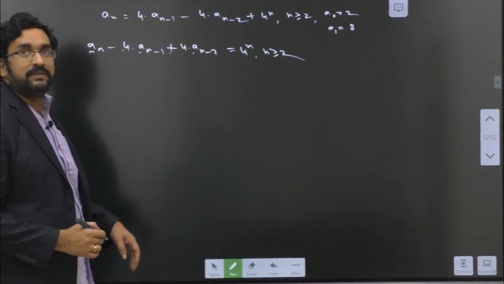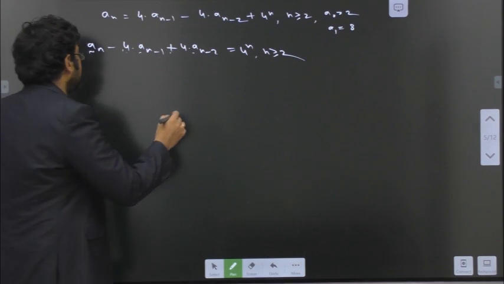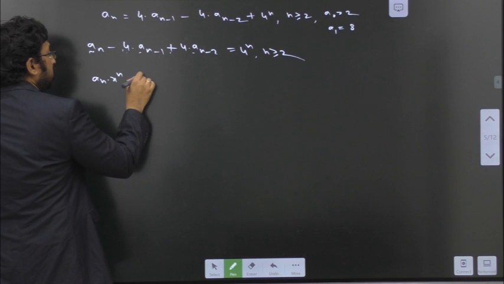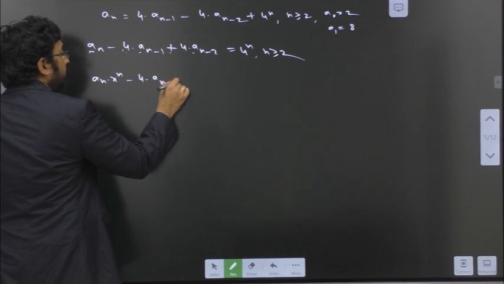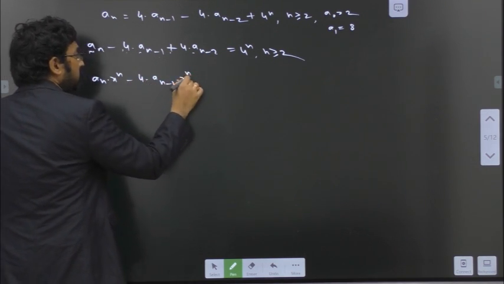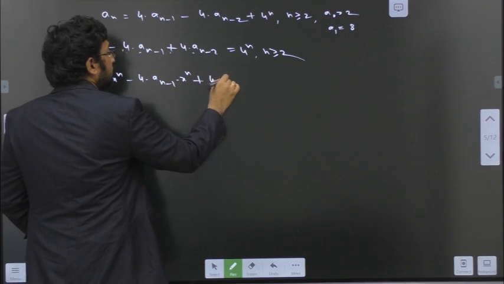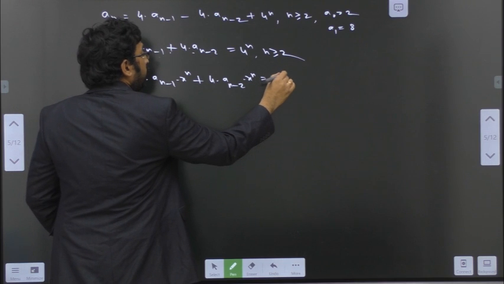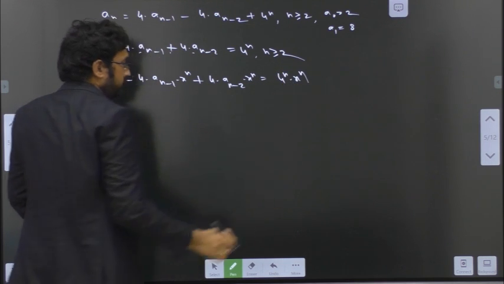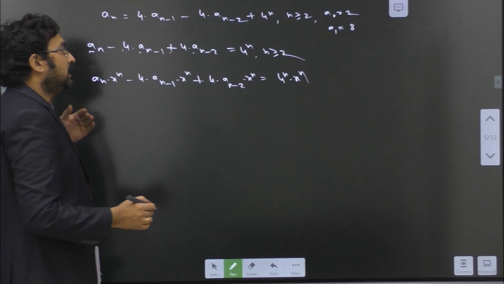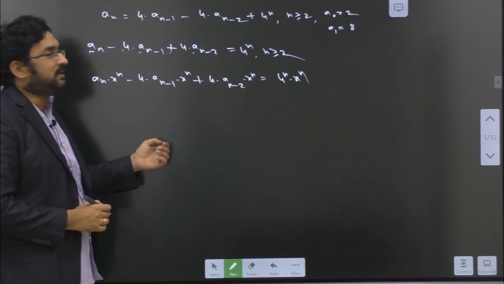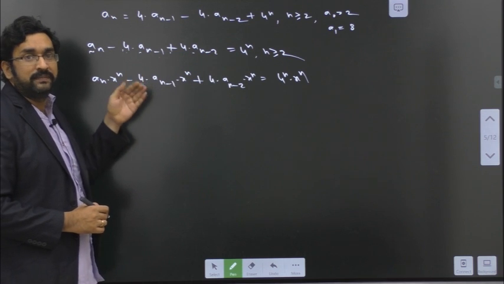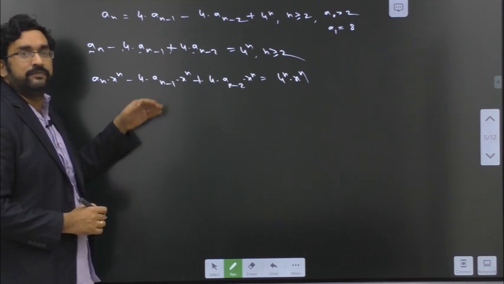Now multiply with x power n on both sides. So we will get a n into x power n minus 4 into a n minus 1 into x power n plus 4 into a n minus 2 into x power n equal 4 power n into x power n. Now take summation on both sides. So here the condition given is n greater than or equal to 2. So summation we should start from 2 to infinity.